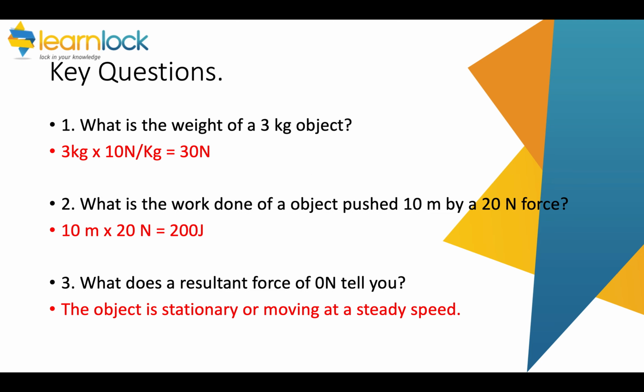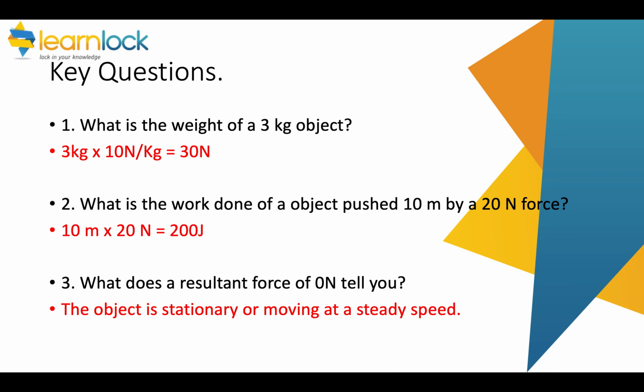The weight of a 3 kilogram object, well, you would times it by the gravitational field strength. In this example, I've used 10, but you might be asked to use 9.8. What is the work done? Well, remember, work done equals force times distance, so that would give 200 joules.